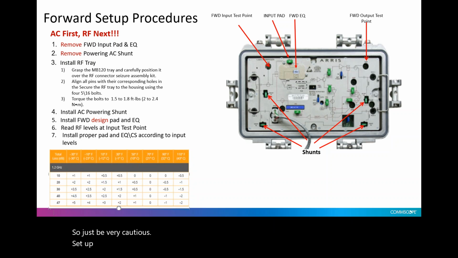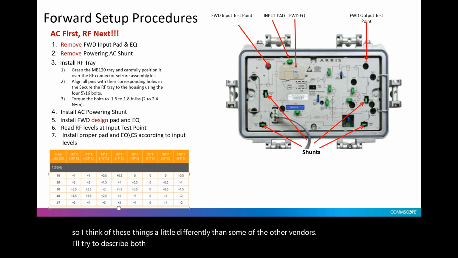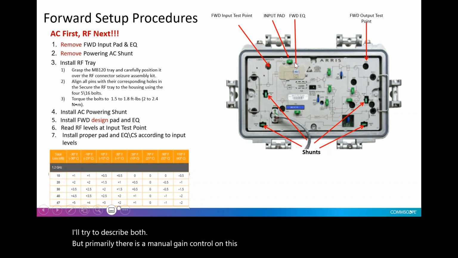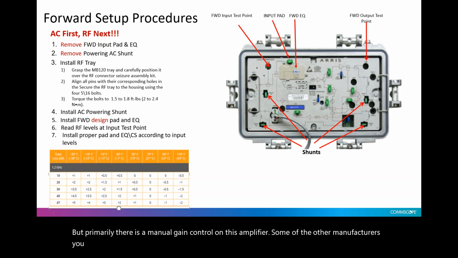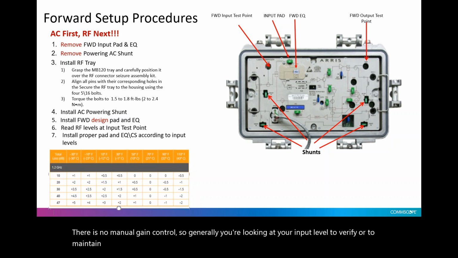Forward setup. I will try to explain this as easily as I can. I'm an old Moto guy, or Gerald guy, so I think of these things a little differently than some of the other vendors. I'll try to describe both, but primarily there is a manual gain control on this amplifier. Some of the other manufacturers, under the CommScope umbrella, the C-Core and the Magnavox gear, there is no manual gain control. So generally you're looking at your input level to verify or to maintain your output levels.